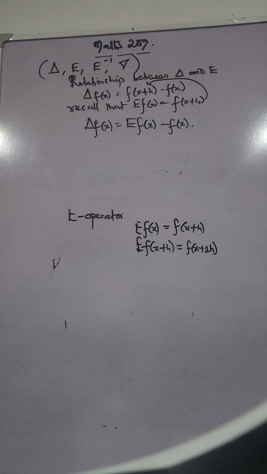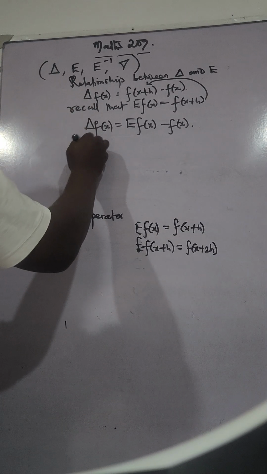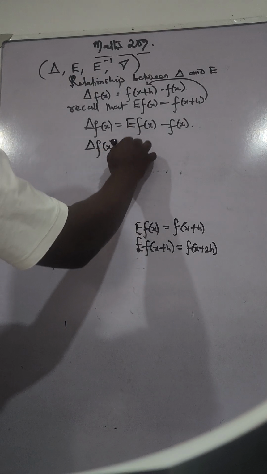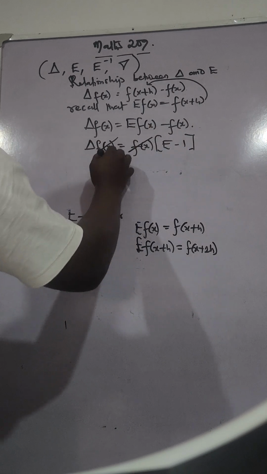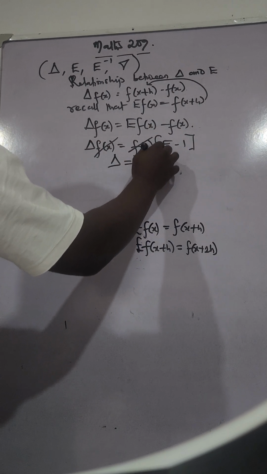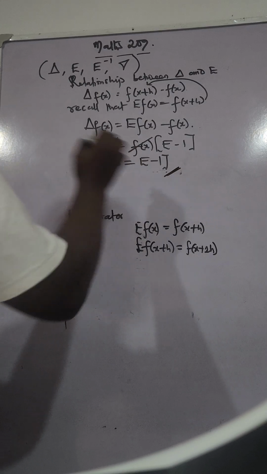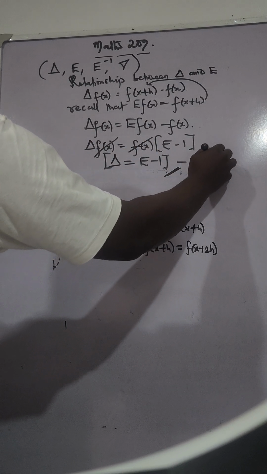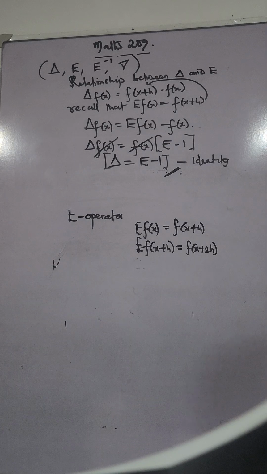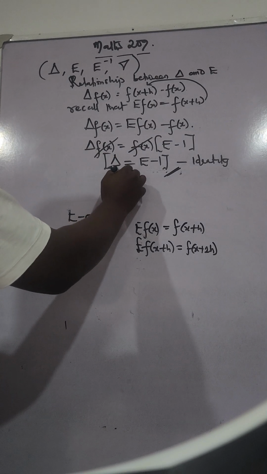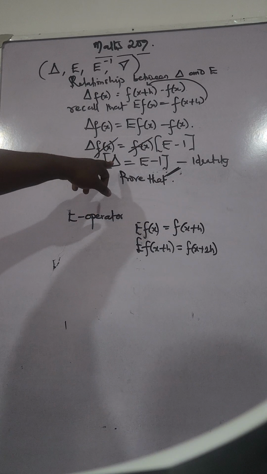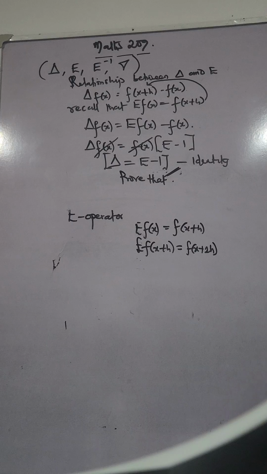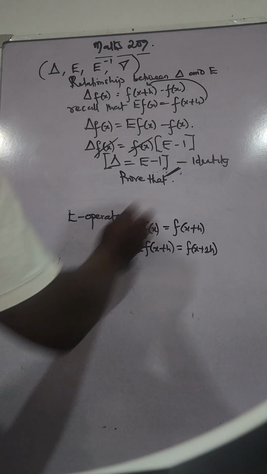I said, okay, no problem. I said, sir, what do we do from here? He then told me that we can factorize. And then I said, okay, so the forward difference of f of x is equal to f of x into bracket E minus 1. And so when we cancel out, we discover that the forward difference is equal to E minus 1. So this is an identity. So in your test or exam questions, you can be asked to prove this. Do you understand? They can tell you, prove the forward difference is equal to E minus 1. Is that clear?